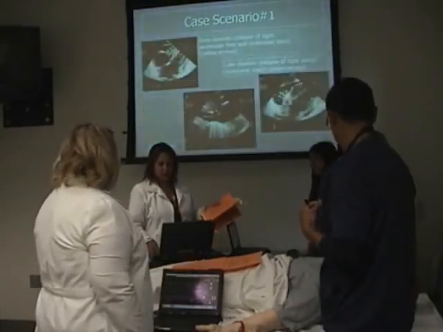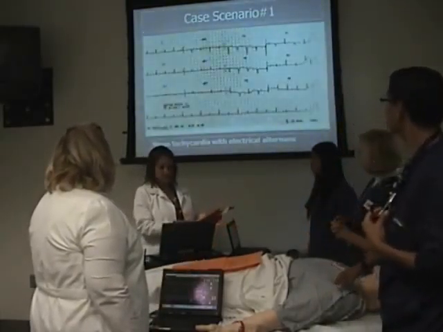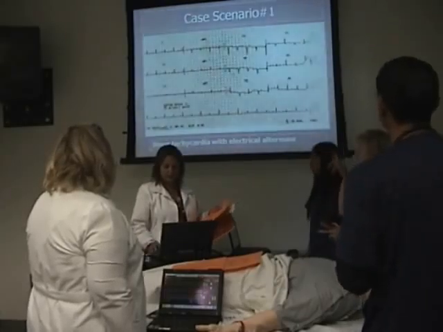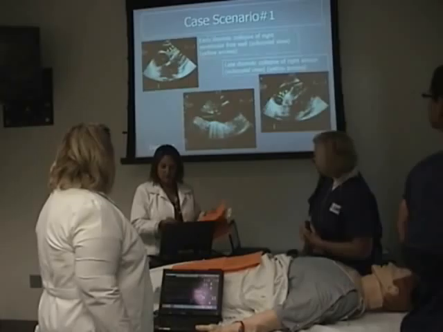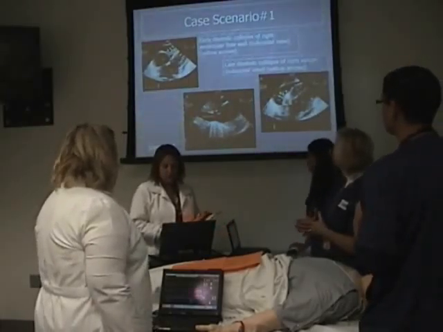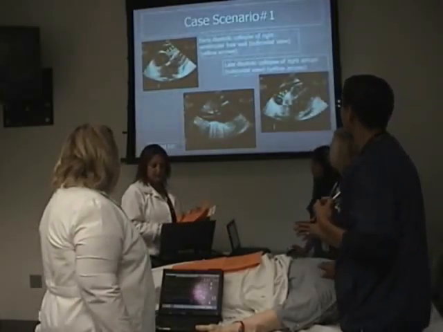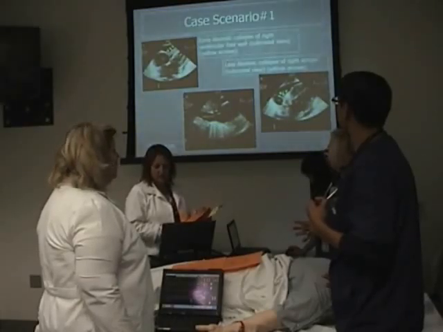Do we have a 12 lead? We have a 12 lead. Wow. We've got sinus tach with electrical alternans. And the doctor has ordered an echo, which showed early diastolic collapse of the right ventricular free wall and collapse of the right atrium.